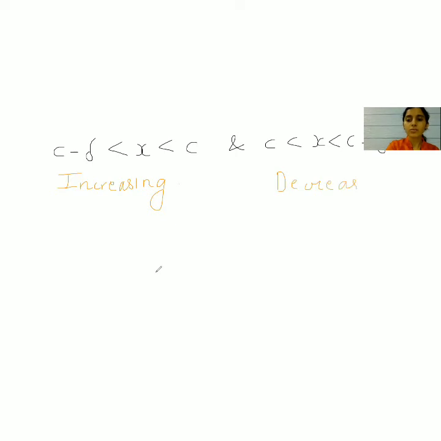Okay, so when I want c to be maximum, when I want the maxima point, what is the condition it should satisfy? All the values less than c should act as an increasing function. All the values greater than c should act as a decreasing function. Okay, so then we can say that f of x has its maxima at c.